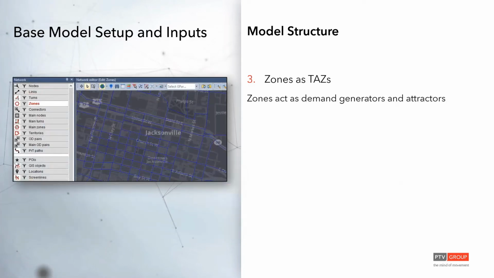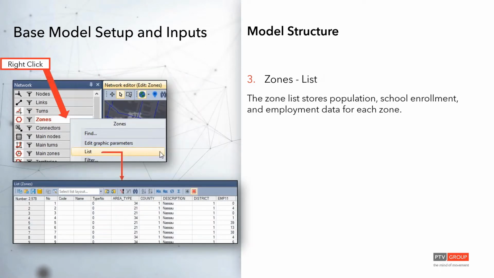And so once you have links and nodes in your network, the next step is to include zones. And zones in Visum act as demand generators and attractors. So they store land use or demographic data such as population and employment and school enrollment and things like that.